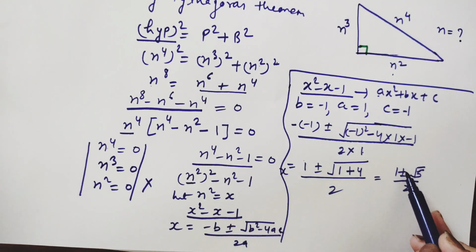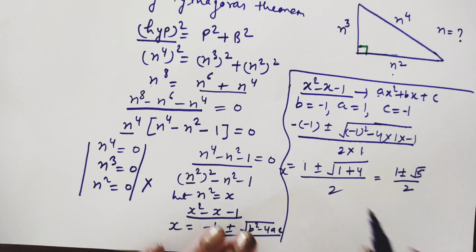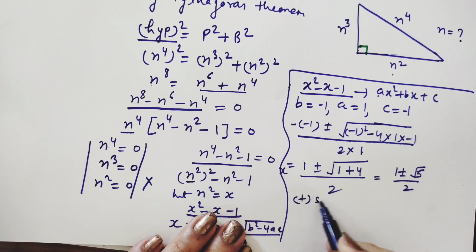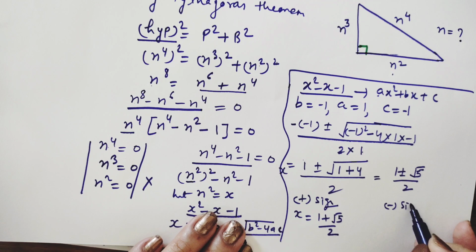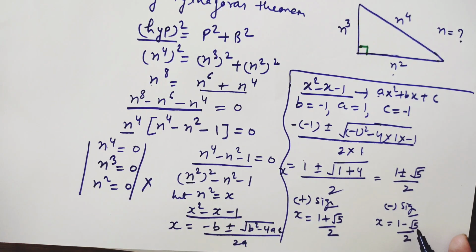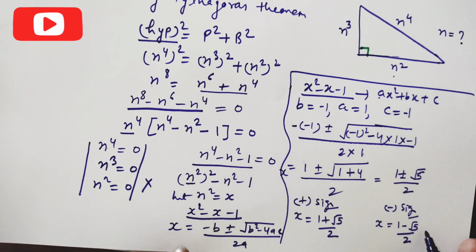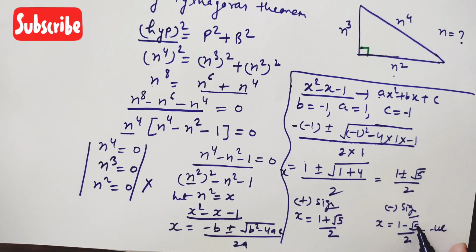Here there are two signs, plus and minus, and we will take both signs one by one. First of all, taking the plus sign, the x value is 1 plus root of 5 upon 2. And if we take the minus sign, the x value is 1 minus under root 5 by 2. The square root of 5 is greater than 1, so obviously its answer will be in negative form.